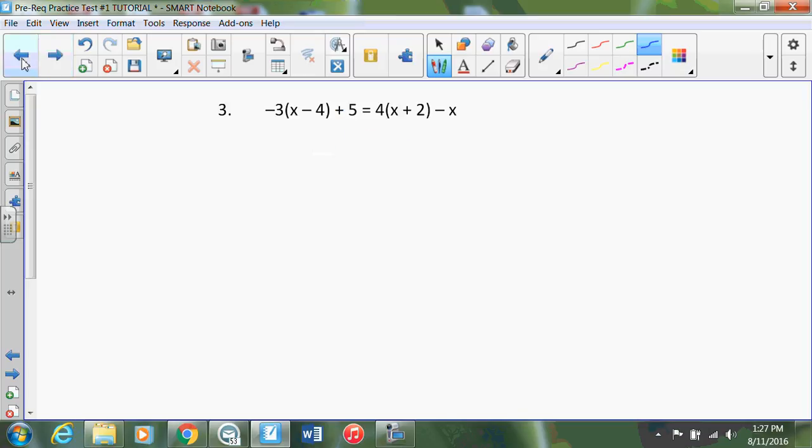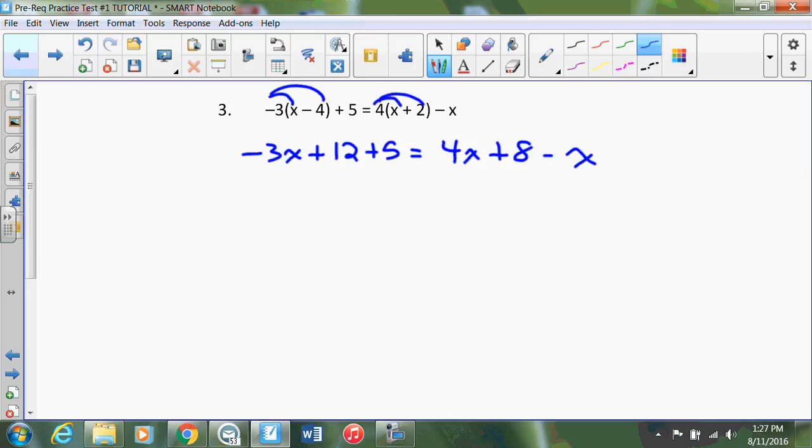With this one, we've got distributive property. So we're going to say negative 3x times x, negative 3 times negative 4. Same thing, distributive property. We're going to combine our like terms on each side of the equal sign. So we have 12 plus 5. And on this side, we have 3x plus 8.